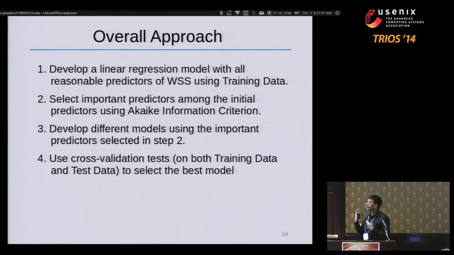Then you need to identify the important predictors, because you want to avoid the overfitting problem as well as the multicollinearity problem. You can use AIC techniques or any other techniques for selecting the important predictors. Once you identify the important factors, develop different models with these predictors, then use cross-validation tests on both training data and testing data, and select the best model that gives the highest prediction accuracy.